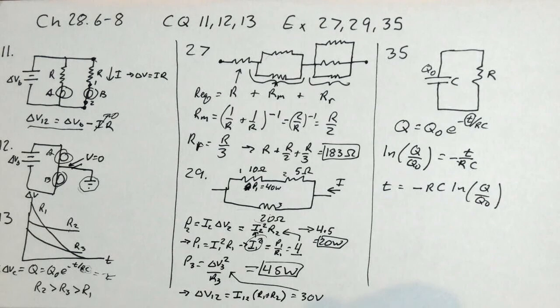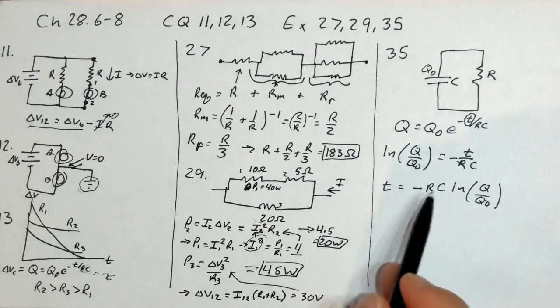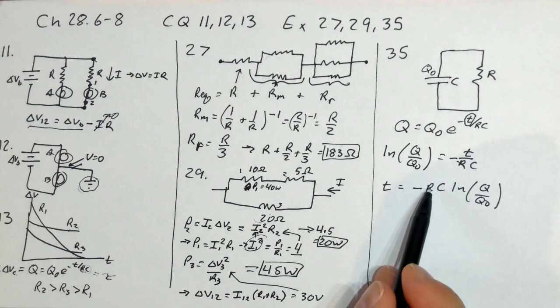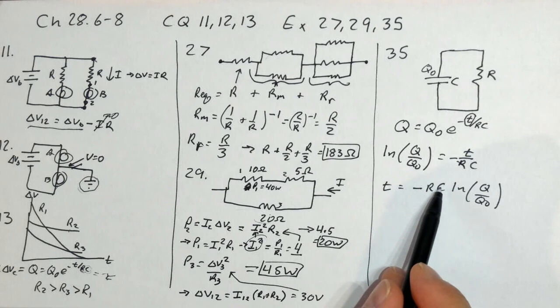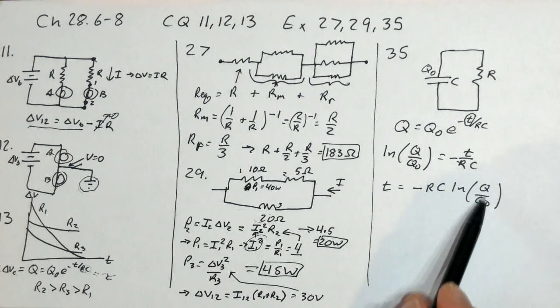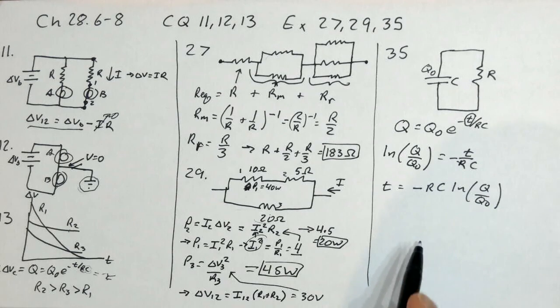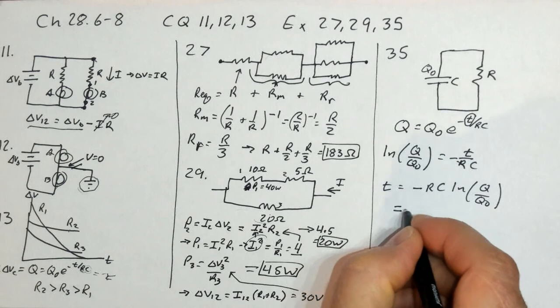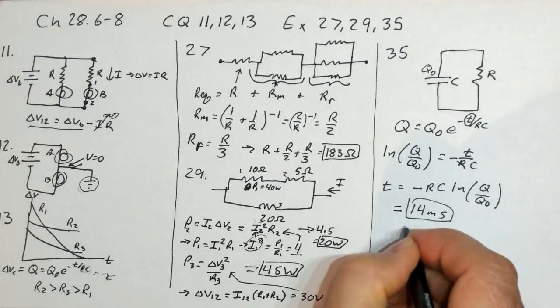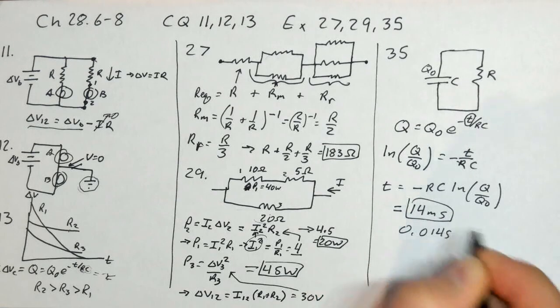Very good. So now we just plug in our numbers. We make sure we have these in SI units. So this is 1 times 10 to the 3 ohms. This is 20 times 10 to the 6 farads. The charge units don't matter because they're the same unit, so they're going to cancel out. It's just a ratio. If you plug in all your numbers, you'll end up with 14 milliseconds, which is 0.014 seconds.